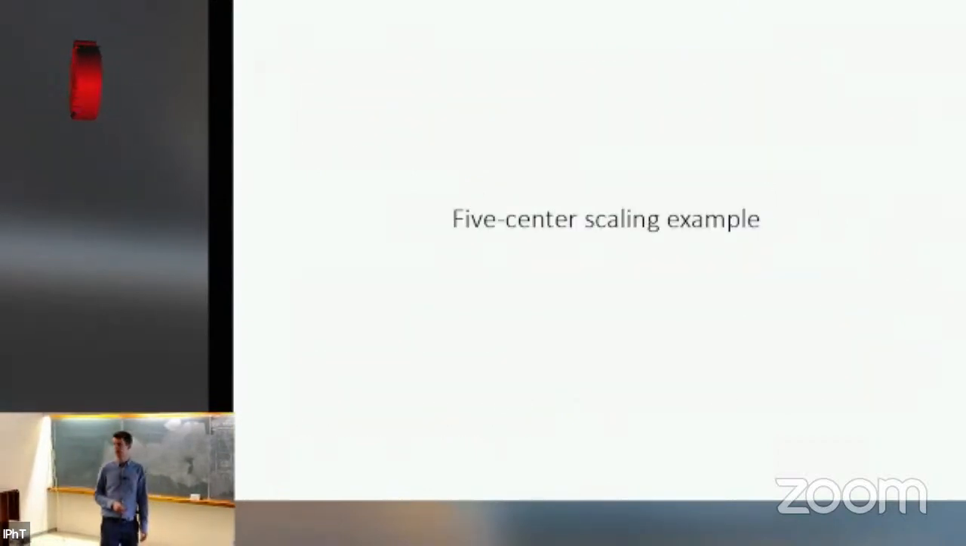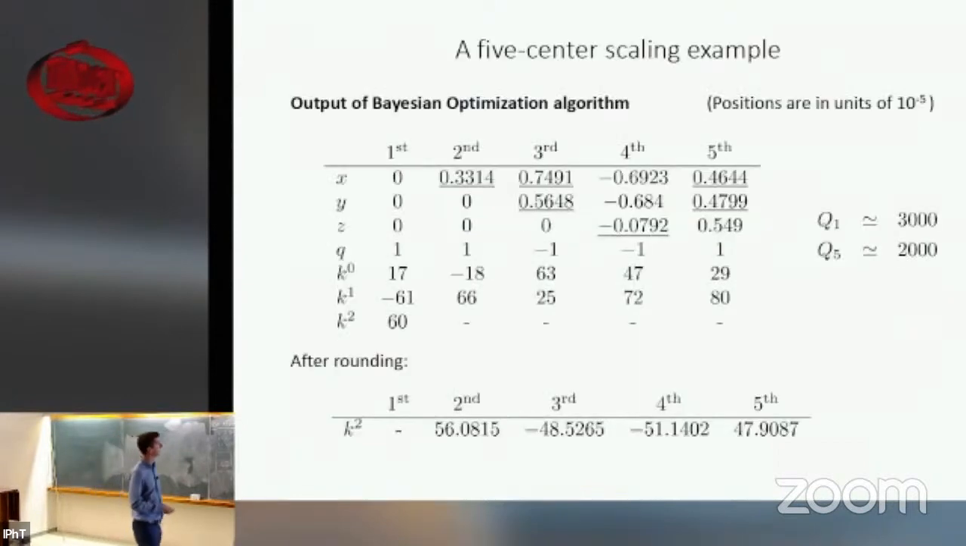In view of time, let me pass to the example I wanted to show you. After we've run the Bayesian optimization, and in units where we've rescaled everything by 10 to the minus 5 to go into the scaling regime, we have the following set of positions of the five centers. Here are my five centers, 1, 2, 3, 4, 5. These are the x, y, and z positions of the centers. I've chosen coordinates such that one is at the origin, one is deviating only on the x-axis, and the other is only in the xy plane.